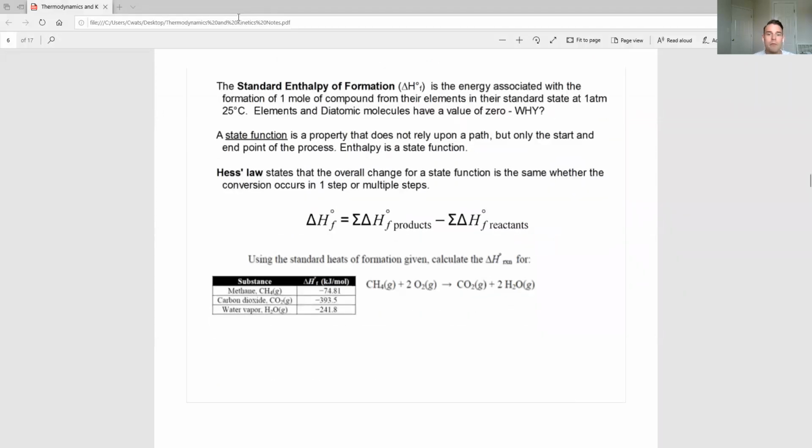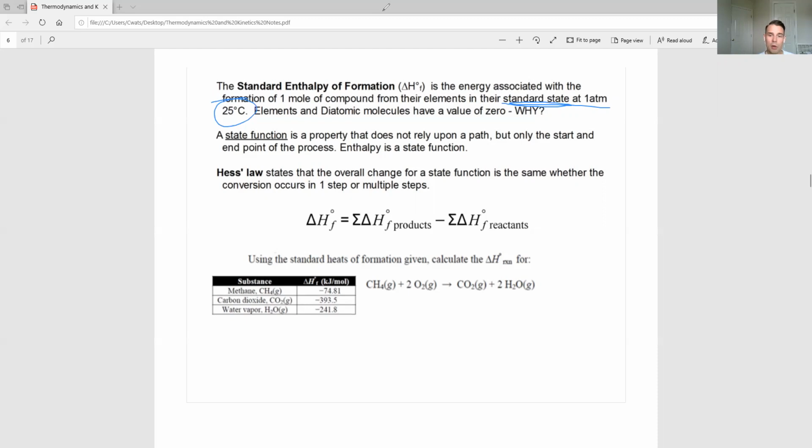Okay, then we've got standard enthalpy of formation. So that was one of those enthalpies in the first part of the notes. It's the energy associated with the formation of 1 mole of a compound from its elements in their standard state at 1 atmosphere and 25 degrees Celsius. Please note that standard state is 1 atmosphere and 25 degrees Celsius. Elements and diatomic molecules have a value of 0. Why? Well, we can't form elements or molecules. We find them like that. So we can take those elements and those diatomic molecules and put them together to form compounds. And so that's how we do a delta H of formation.